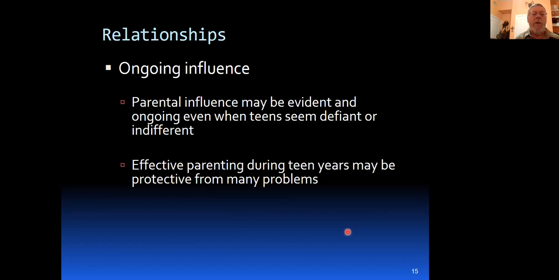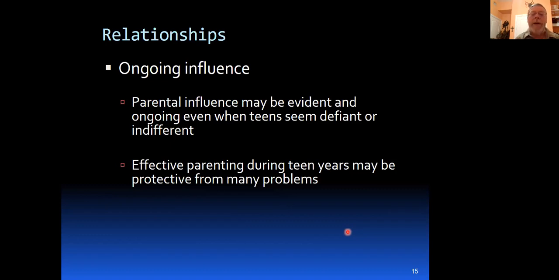Now, looking at the ongoing influence of parents, parental influence may be evident even when teens seem defiant or indifferent. And I found this personally when my kids were adolescents. A lot of times I would tell them they need to make certain changes, maybe not do certain things, and so on. And I thought it was just going in one ear and out the other, until I actually heard them telling their friends the very same things that I had told them. I realized that actually they were getting some of that.